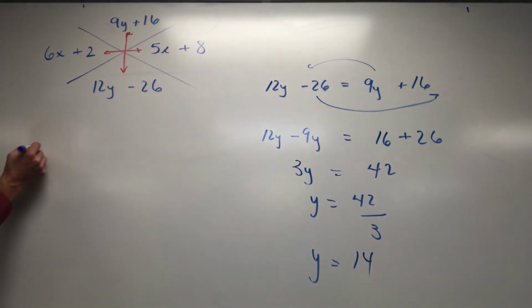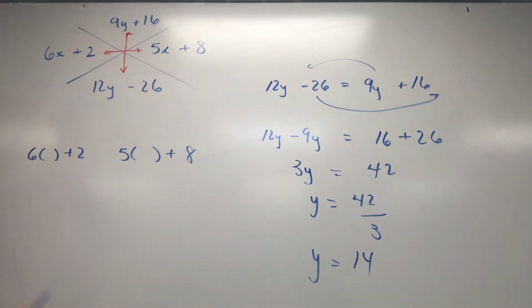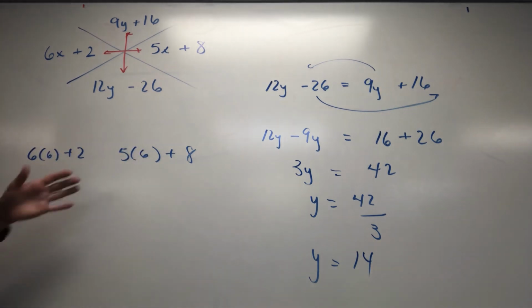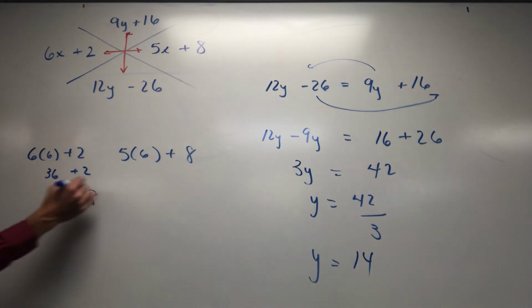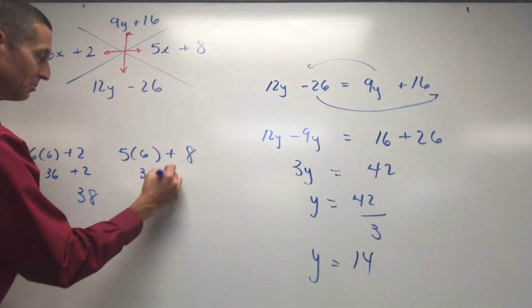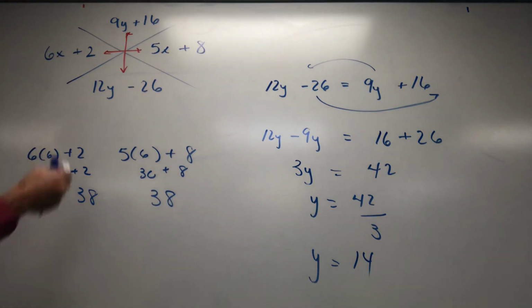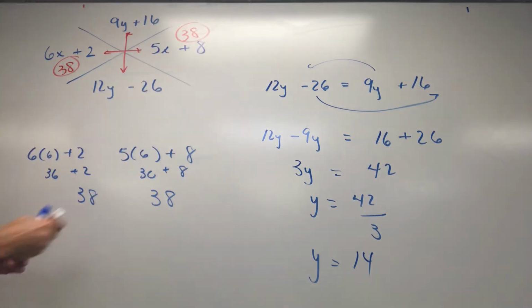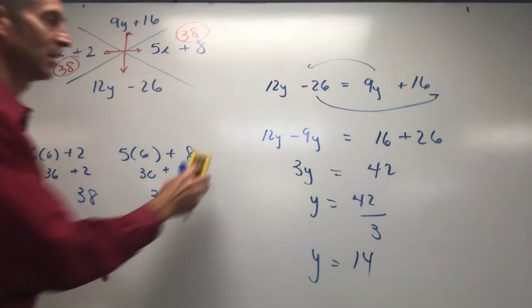X equals 6. So 6 plus 2. 5 times x plus 8. So our answer for x was equal to 6. So if these turn out to be the same, we know we've done it correctly. So this is 36 plus 2 is 38. This is 30 plus 8. Also 38. We got it. So this angle was 38, that angle's 38. So x equals 6, 38's plugged back in.